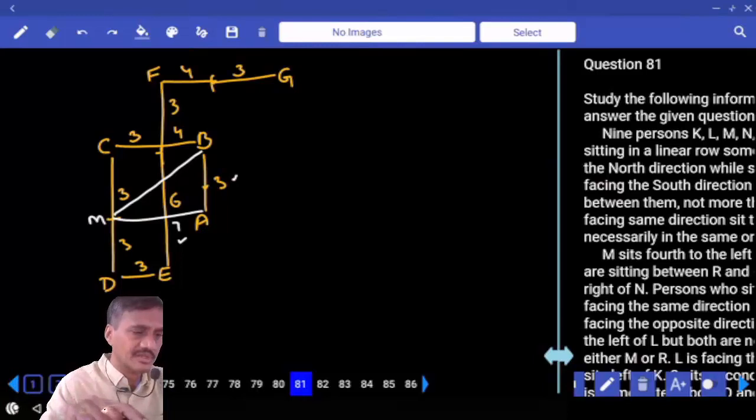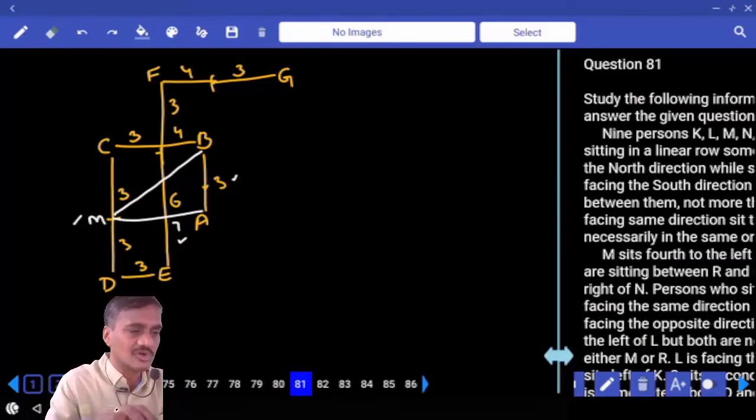M is the middle. A is 3 meters to the south of B. And B is 7 meters to the east of C. And E is 3 meters to the east of D, D which is 6 meters to the south of C, and G is 7 meters to the east of F, F is 9 meters to the north of E. Then M is the middle point of C and D, so what is the total distance here? 6. Hence M must be at this place.